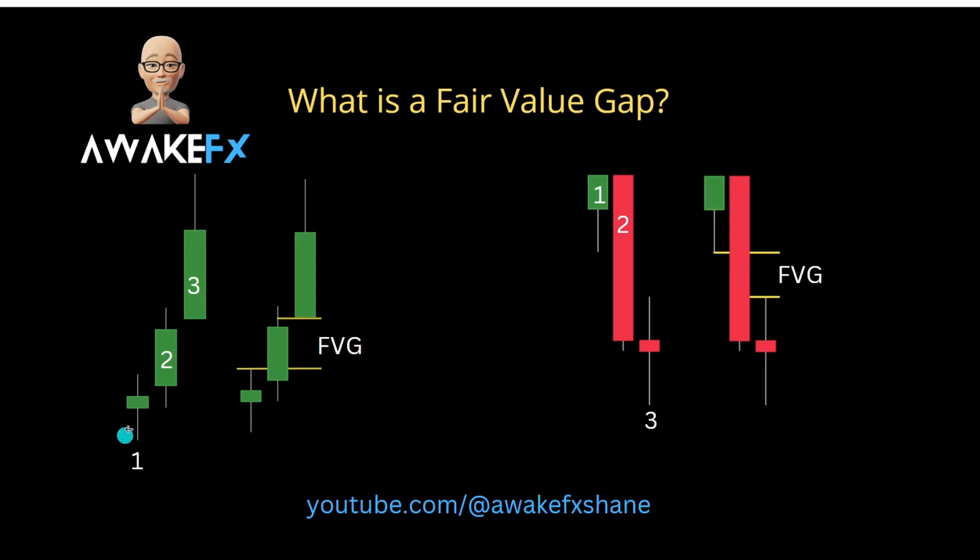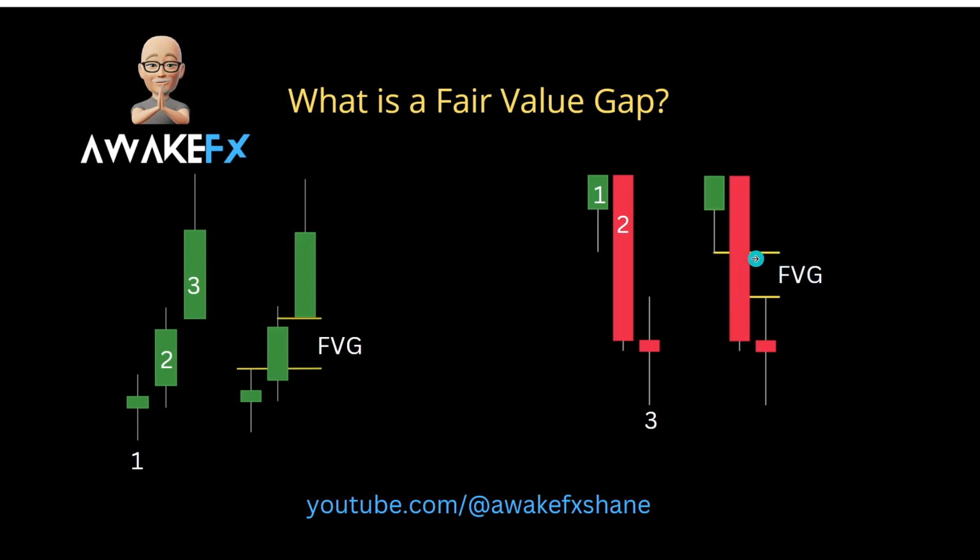So this is what that looks like in an up move. And then on the right here, we have a down move. You've got candle 1 here first. Candle 2 moves down, but candle 3 retraces up, though it doesn't pull back to the low of candle 1. So there is a gap or an inefficiency between candle 1 and candle 3, and I draw it here on the right. It's actually the low, not the open, of candle 1 and the high of candle 3, that's the fair value gap.